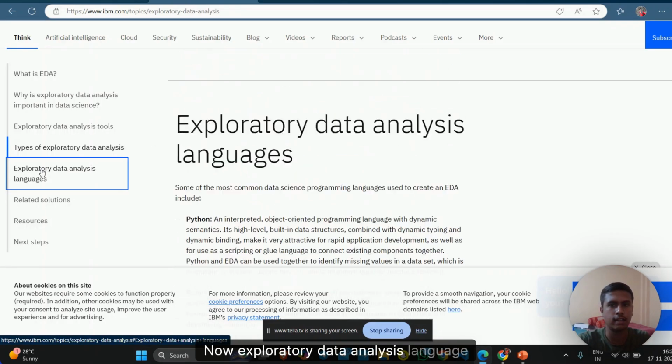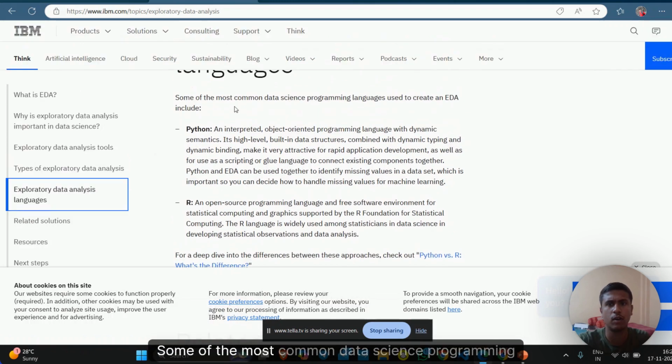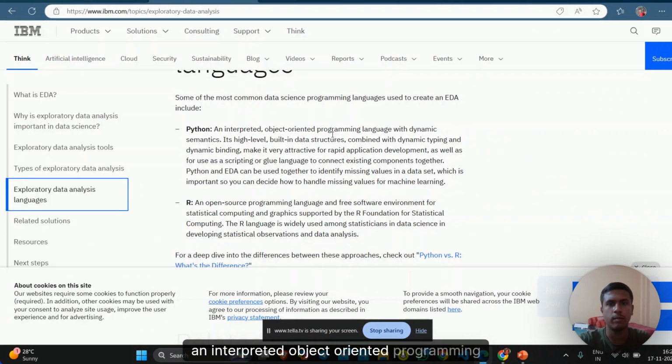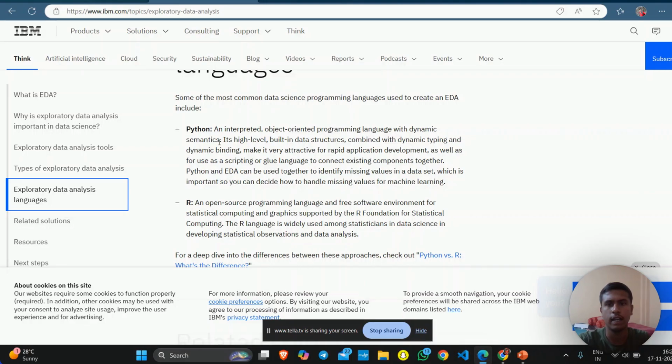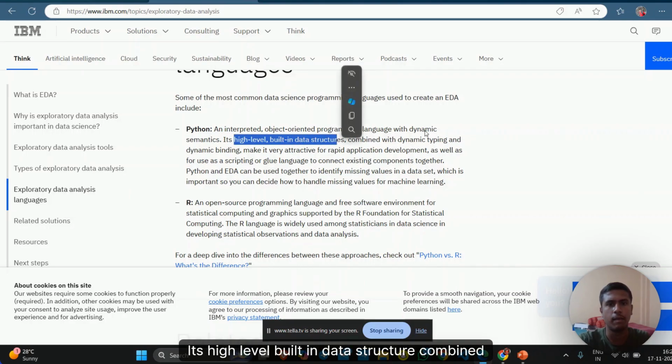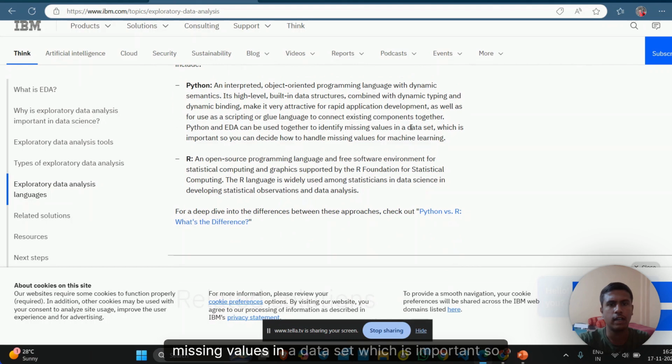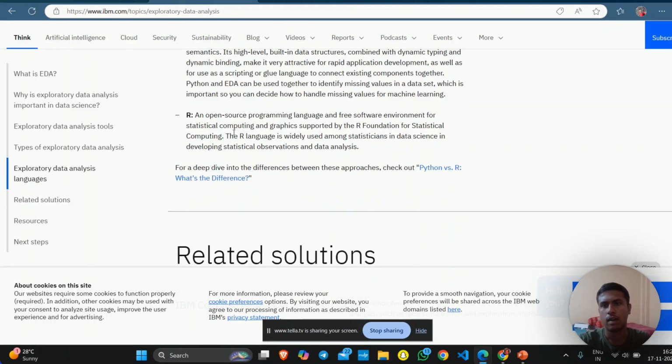Now, exploratory data analysis languages. Some of the most common data science programming languages used to create an EDA include Python and R. Python is an interpreted, object-oriented programming language with dynamic semantics. Its high-level built-in data structures, combined with dynamic typing and dynamic binding, make it very attractive for rapid application development, as well as for use as a scripting or glue language to connect existing components together. Python and EDA can be used together to identify missing values in a dataset, which is important so you can decide how to handle missing values for machine learning.